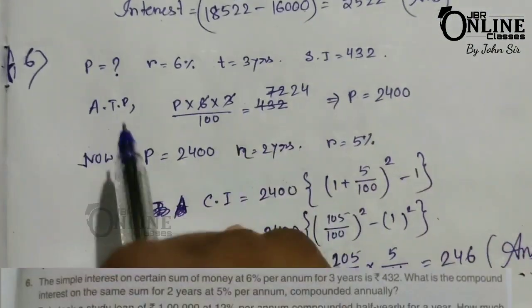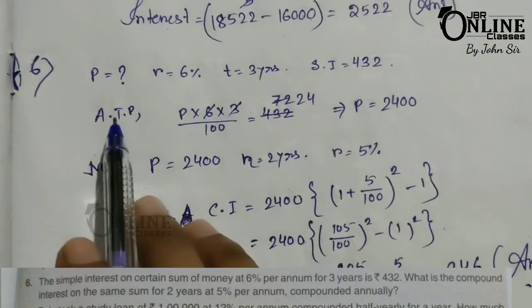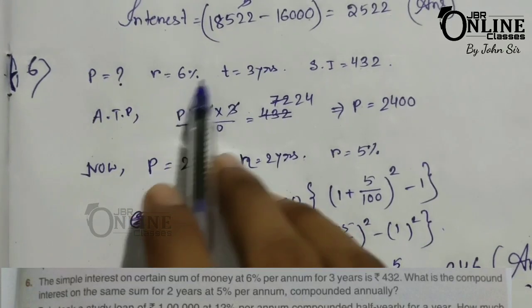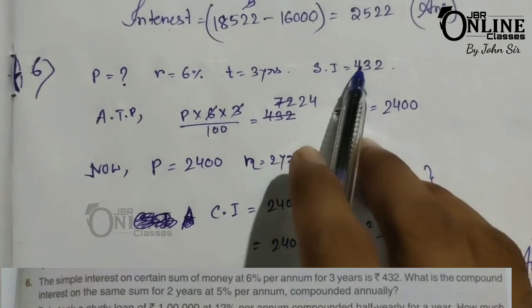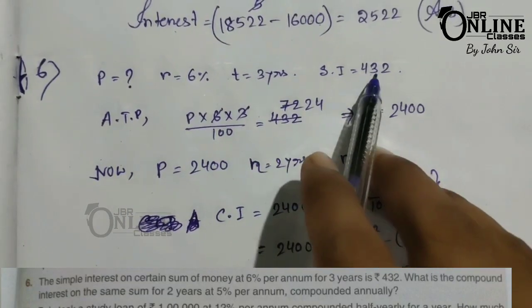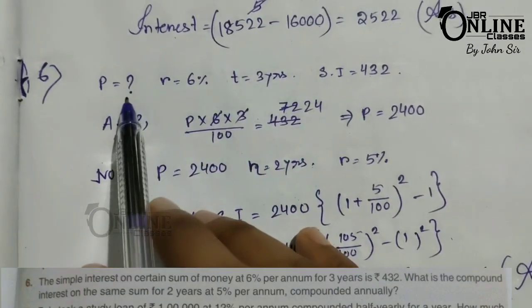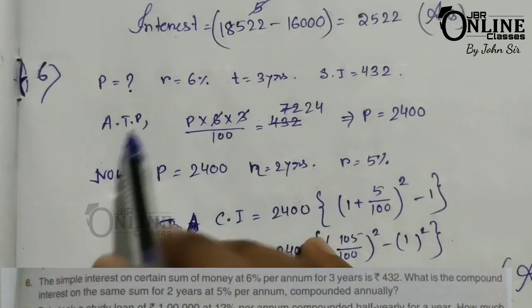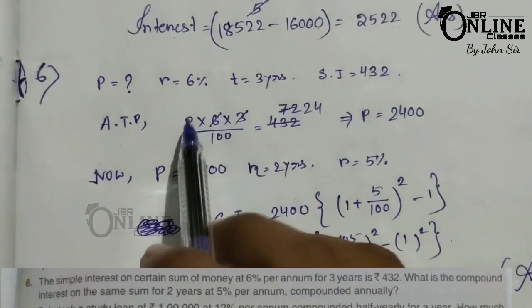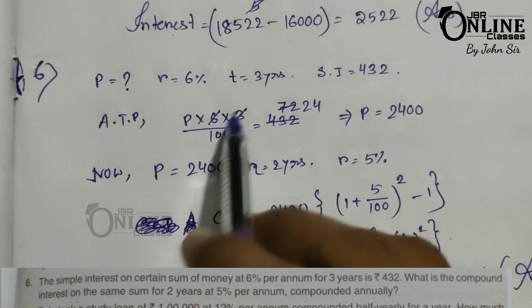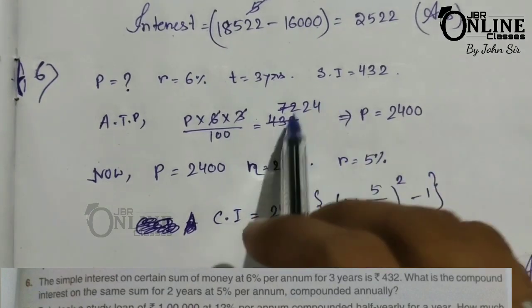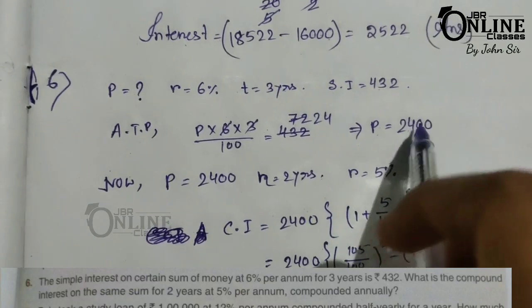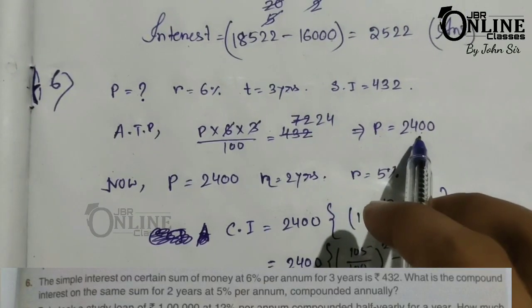Now sum number 6. In sum number 6, the simple interest on a certain sum of money at 6% per annum for 3 years is 432. Okay, so simple interest here is 432. We don't know the principal, rate equal to 6% and t equal to 3 years. So according to the problem, if the principal is P, then PRT by 100 equals 432, and from that you will get principal equal to 2400. Okay, so 2400 as the principal.